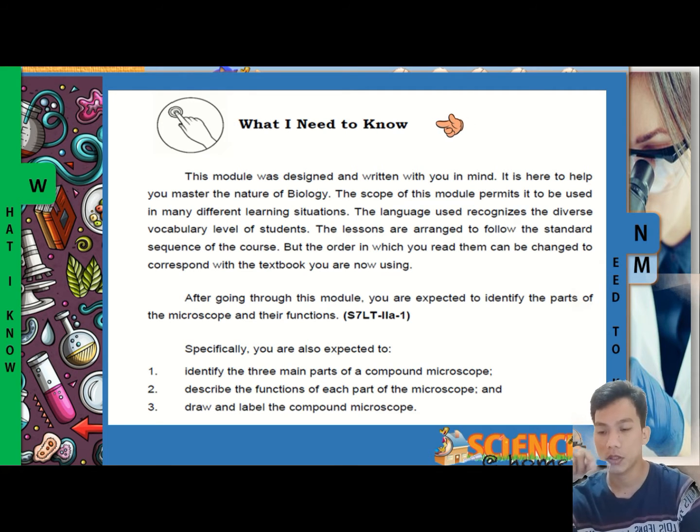The learning competency of this module is, after going through this module, you are expected to identify the parts of the microscope and their function. Specifically, one is to identify the three main parts of a compound microscope. I want to emphasize that we are going to study a compound microscope, to describe the function of each part of the microscope, and to draw and label the compound microscope.